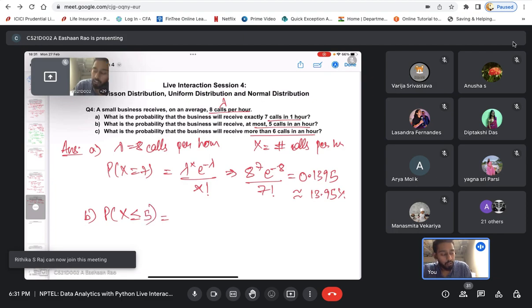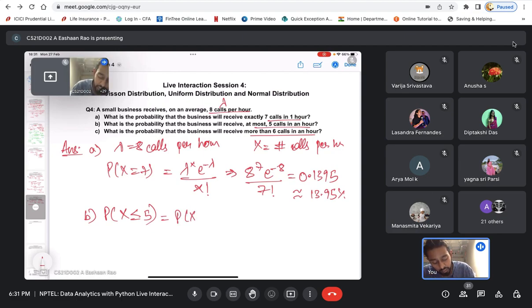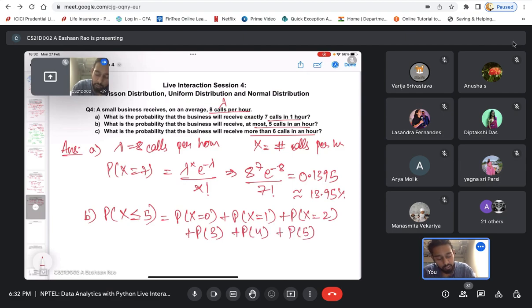Okay, now ideally if at most 5, we have to calculate for x equal to 0, that is 0 calls in an hour, random variable x equal to 1, that is 1 call per hour, x equal to 2 calls per hour. I am writing directly here P3, P4, 4 calls per hour, P5, 5 calls per hour. That is, at most, we have to calculate for all these things.